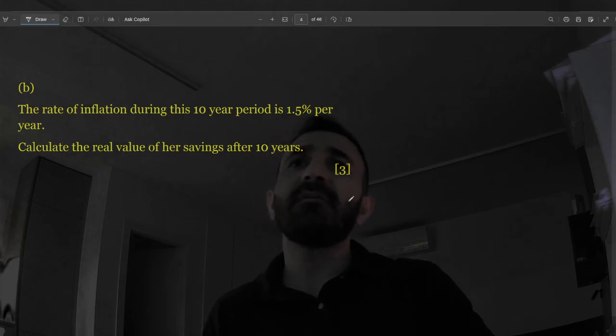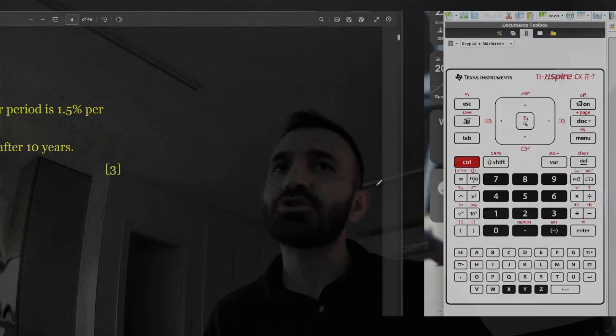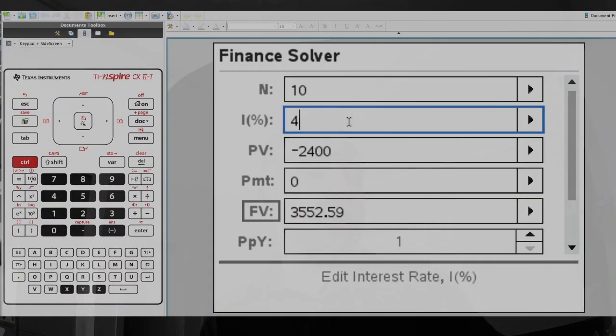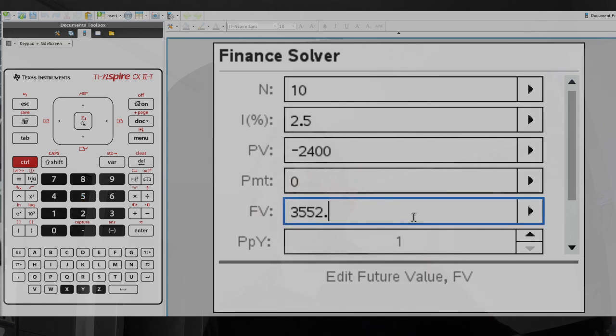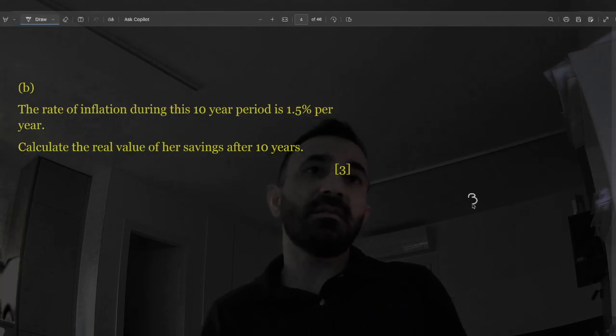The rate of inflation during these 10 years is 1.5 per year. Calculate the real value. It's literally the same. The actual rate is going to be 4 minus 1.5. 4 is the interest rate without considering inflation, and 1.5 is the inflation rate. So 4 minus 1.5 gives you the real interest rate. If I press enter here, 3,072 is the future value.